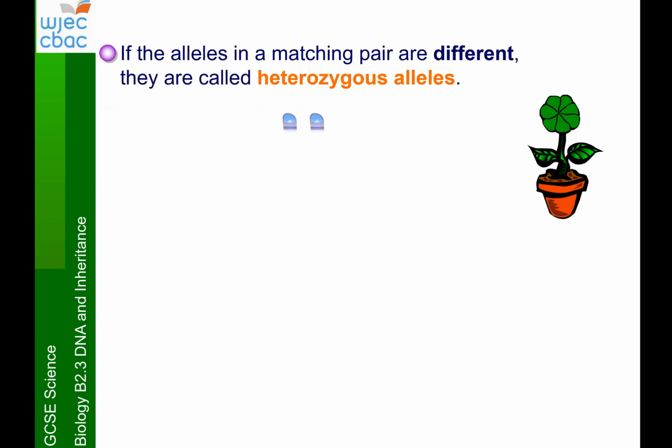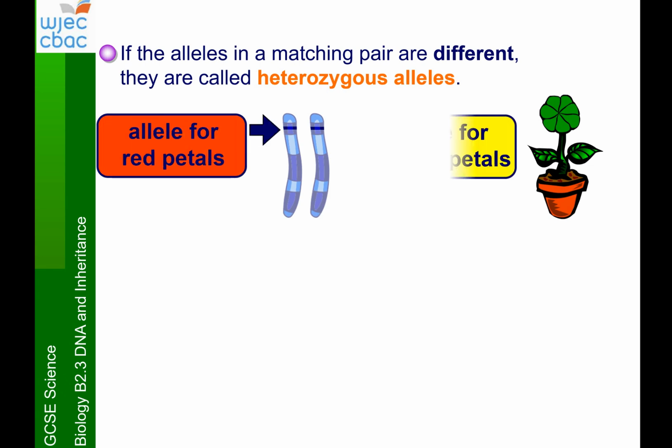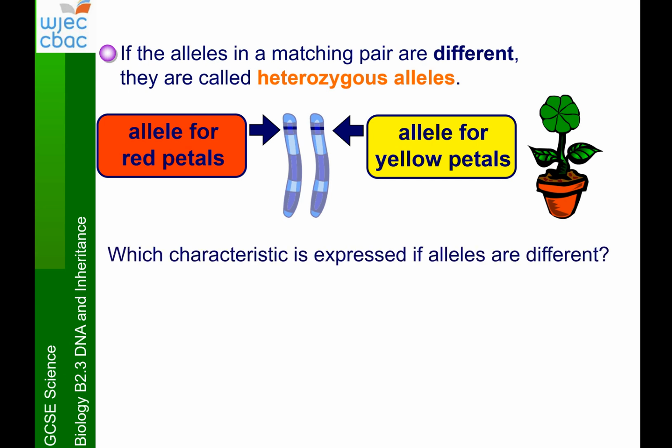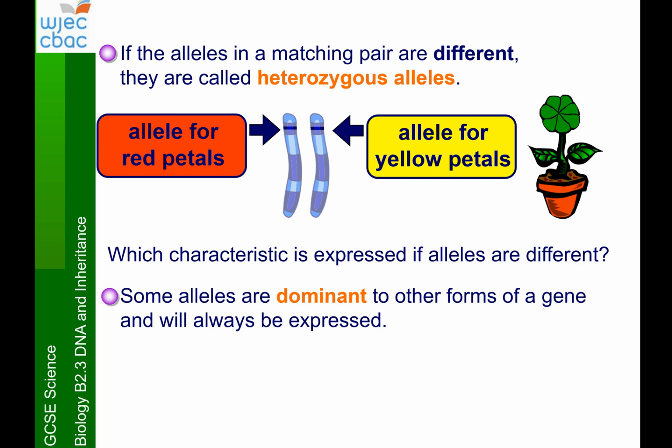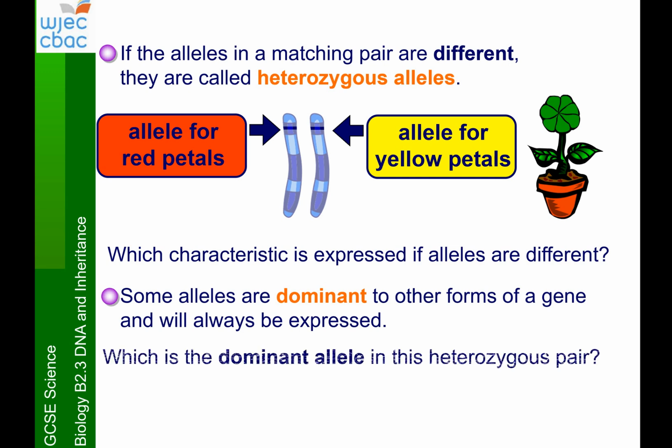But if we've got one of each, a red allele and a yellow allele, we describe the genotype as being heterozygous. In this case, the allele for red petals will overpower the allele for yellow. Because it's dominant, the dominant form is always expressed.